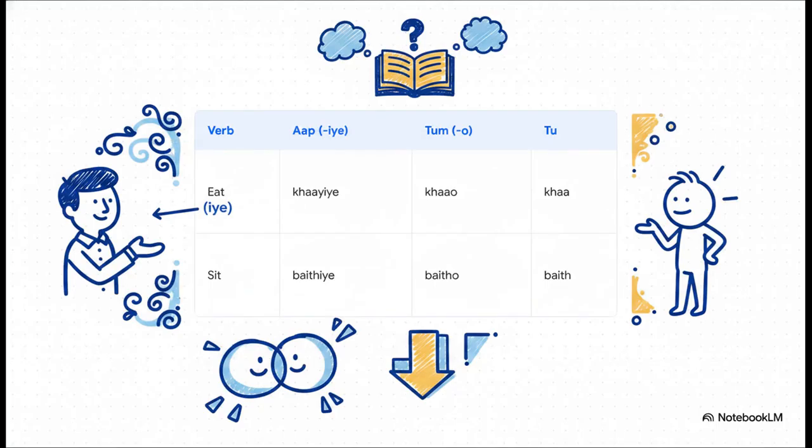Okay, notice how the verb endings shift based on formality here. If you're going with aap, you just add iye to the verb root. So to say please eat the food, it becomes khana khaiye. If you're using tum, you simply add o. The phrase then becomes khana khao. And if you're using the super casual tu, you add absolutely nothing to the root. It's just khana kha. See how it scales down perfectly, like a stepping stone of formality?